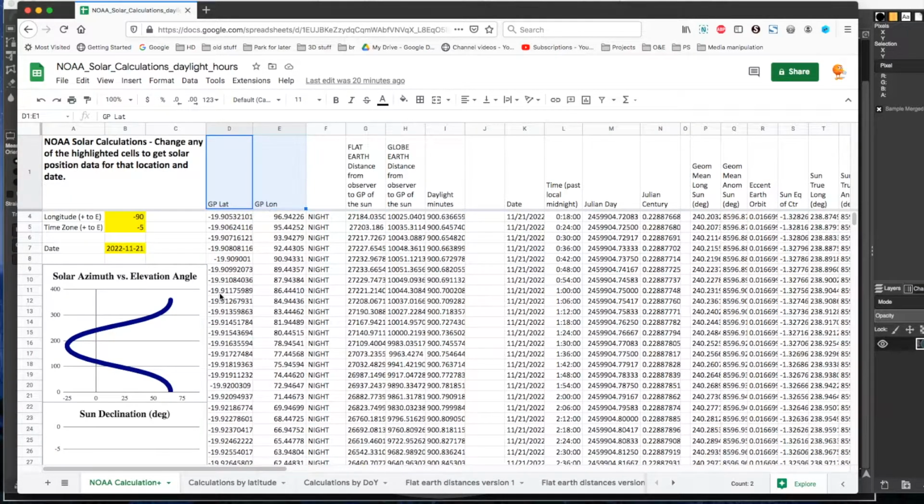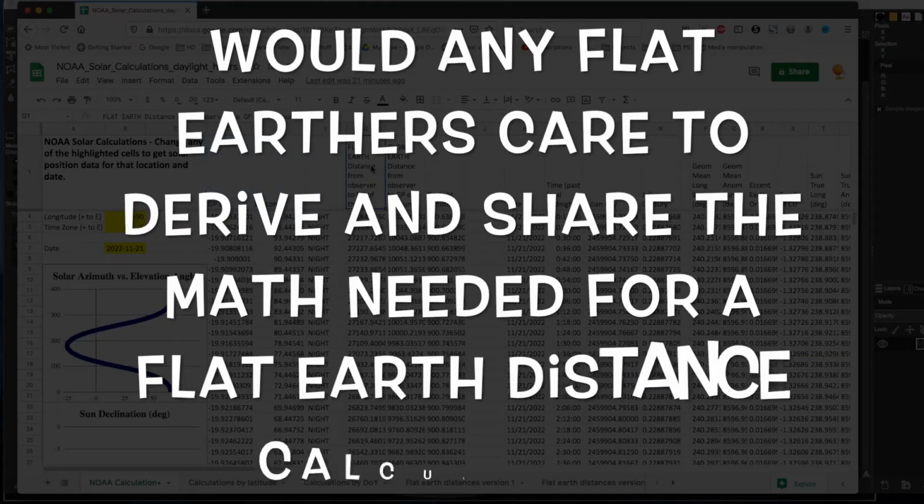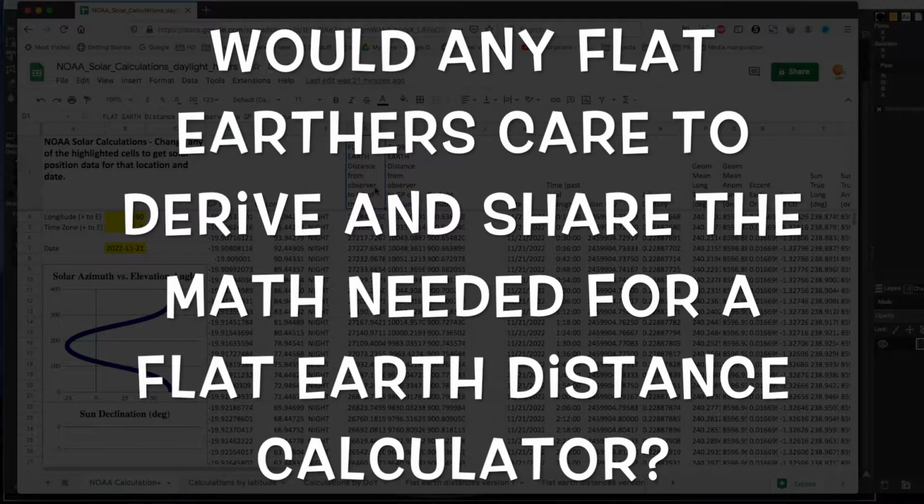So given that I can calculate the ground position of the sun, or the subsolar point, for any location at any time, and that I could ostensibly calculate the distance between my location and the subsolar point, if the Earth was flat, I could then turn around and calculate the flat Earth distance.